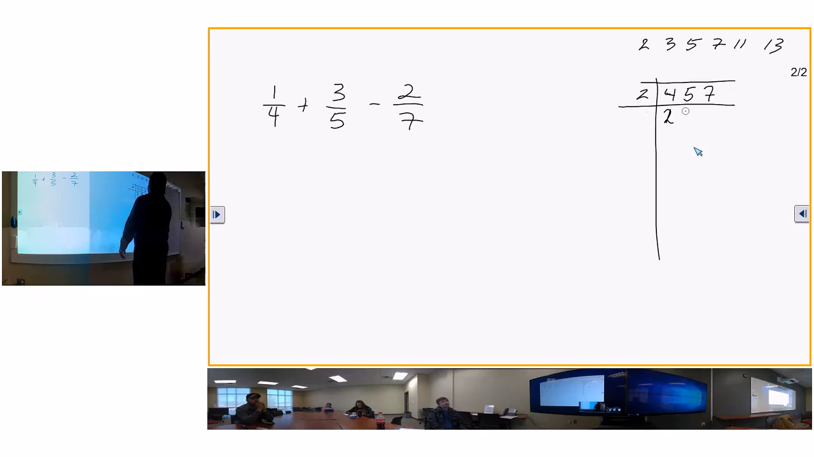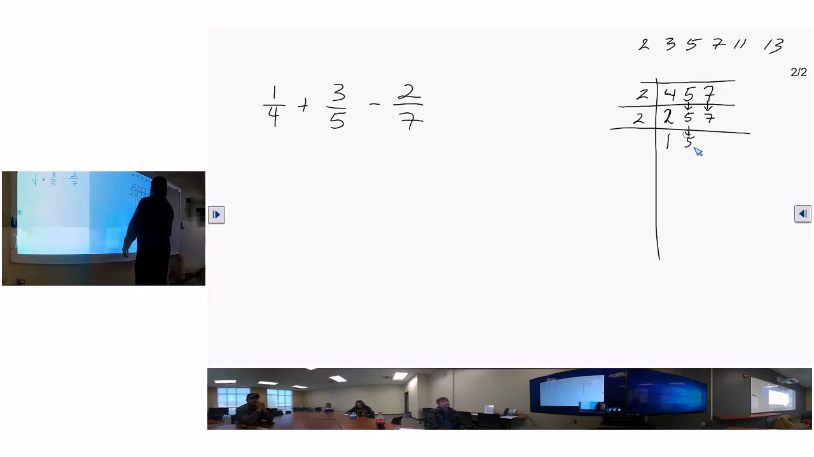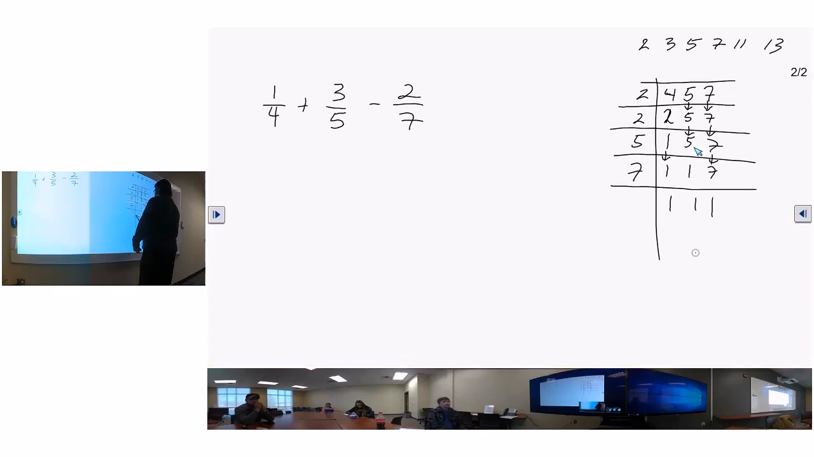2 will not go into 5, so you bring it down. 2 will not go into 7, so you bring it down. 2 gives us a 1, a 5, and a 7. Then a 5 will give me a 1, a 5, a 1, and a 7. Bring the 7 down. And then 7 will give us a 1, 1, and a 1. So there we go.